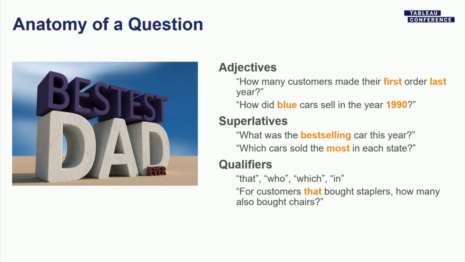Qualifiers are ways of separating parts of the sentence, parts of your question. And those qualifiers are going to key you into particular features of Tableau that are going to isolate separate pieces of your question into phrases. And those phrases are going to be unique in some way to affect how you want to use Tableau. So for example, for customers that bought staplers, how many also bought chairs? So here, this idea that these customers bought staplers is a separate piece. It's distinct from the rest of my question, and that qualifier is what clues me into that.